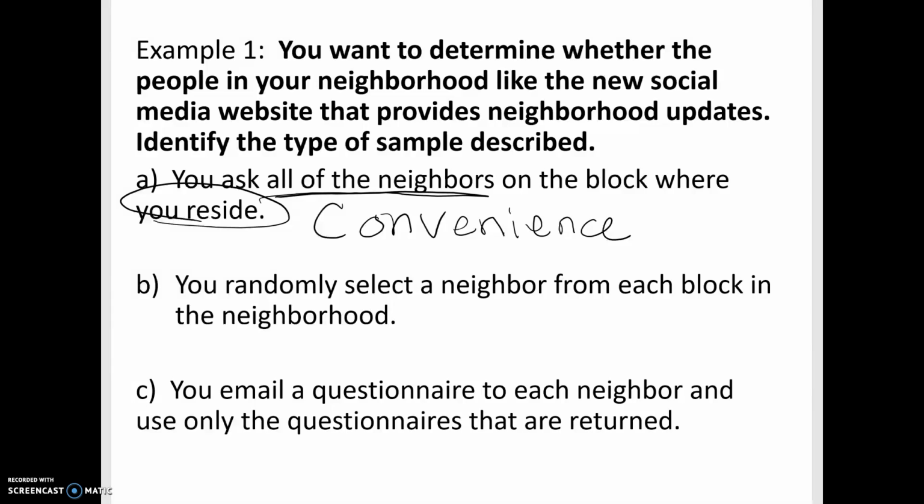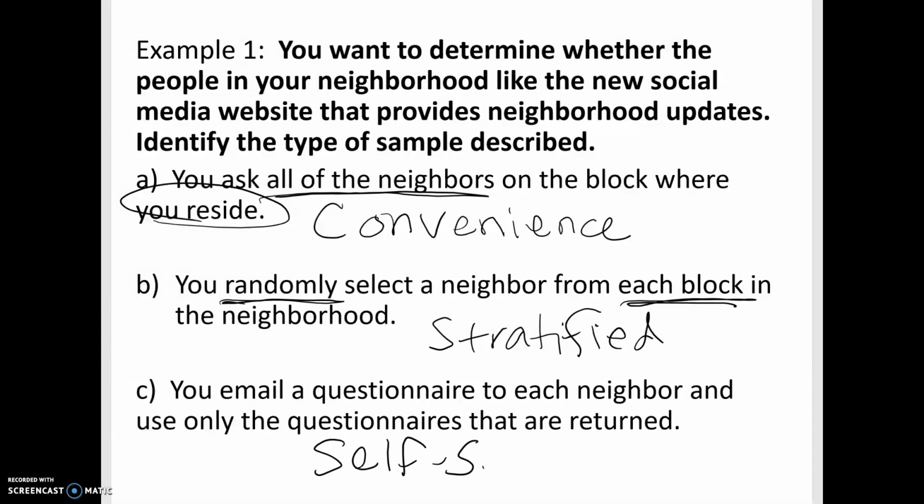The second one, you randomly select a neighbor from each block in the neighborhood. So you're dividing them into blocks and then randomly selecting. That is an example of a stratified sample. The next one, you email a questionnaire to each neighbor and only use the questionnaires that are returned. That would be a self-selected sample, the one where they're volunteering.